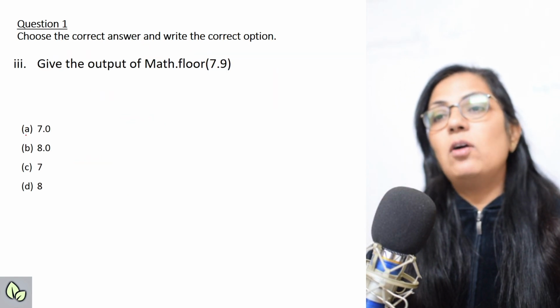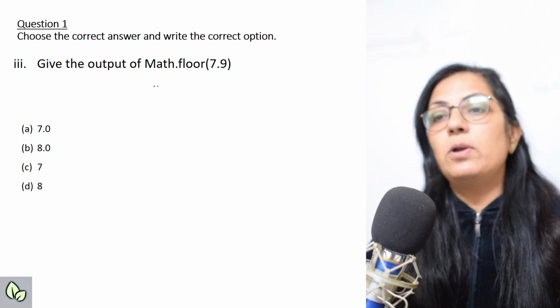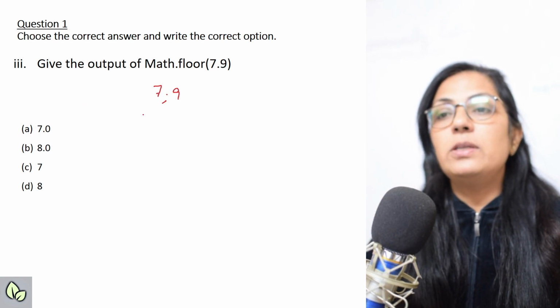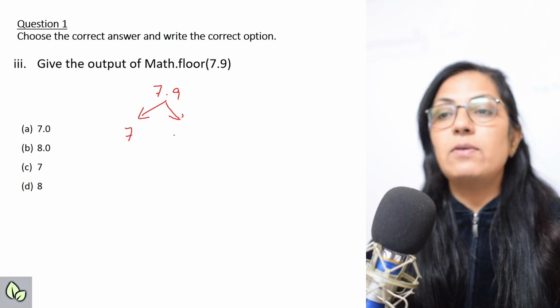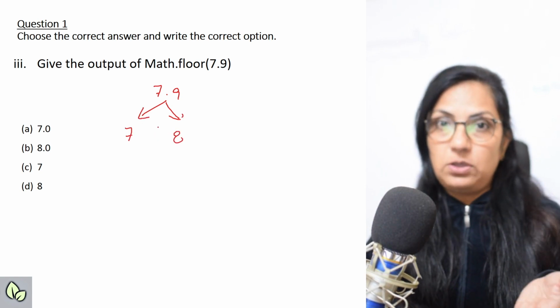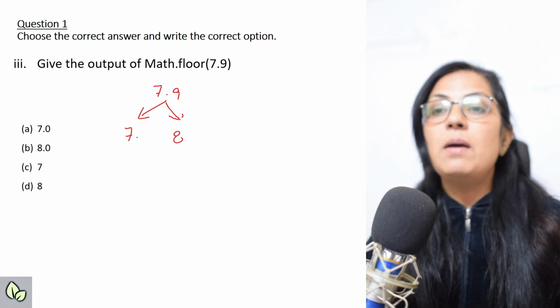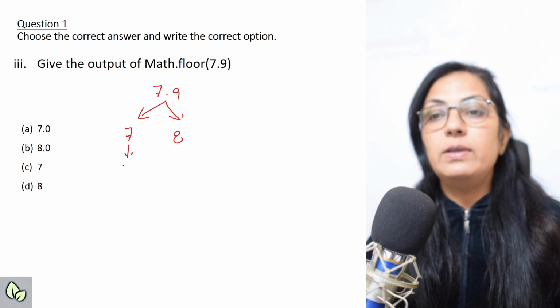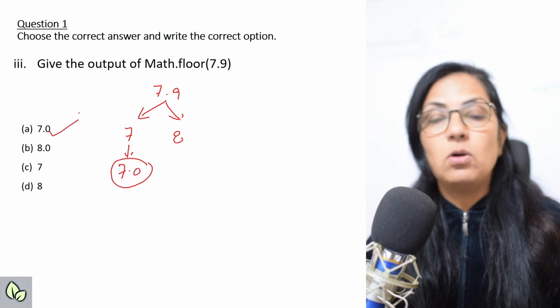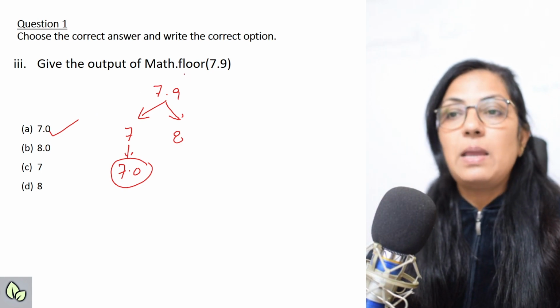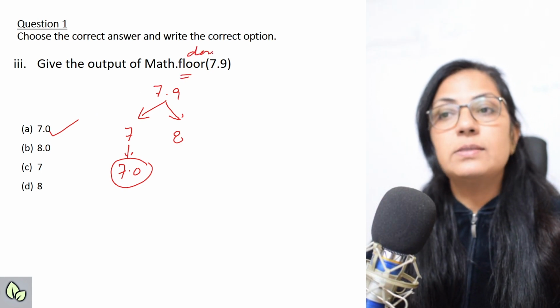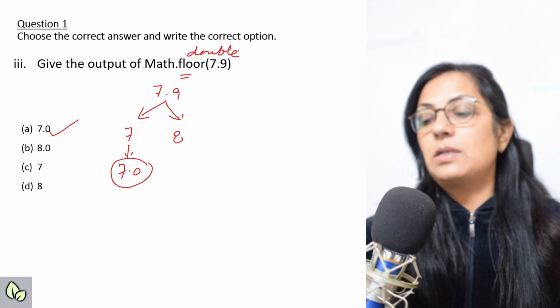Next question. Give the output of math.floor 7.9. Children, if it is 7.9, इसके आसपास के दो इंटीजर्स कौन से होंगे? 7 और 8. Floor gives you nearest lowest integer, but the return type is always double. So the correct answer is 7.0. Don't write 7, right? Because the return data type of floor is always double, right, children? I suppose it is clear to you.